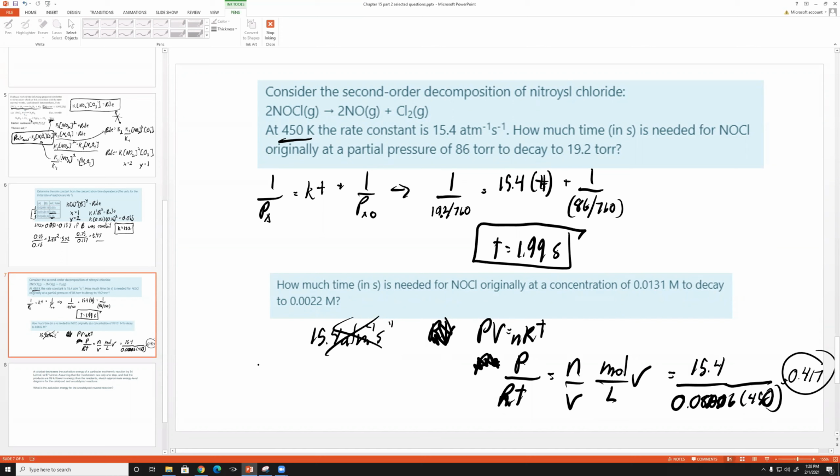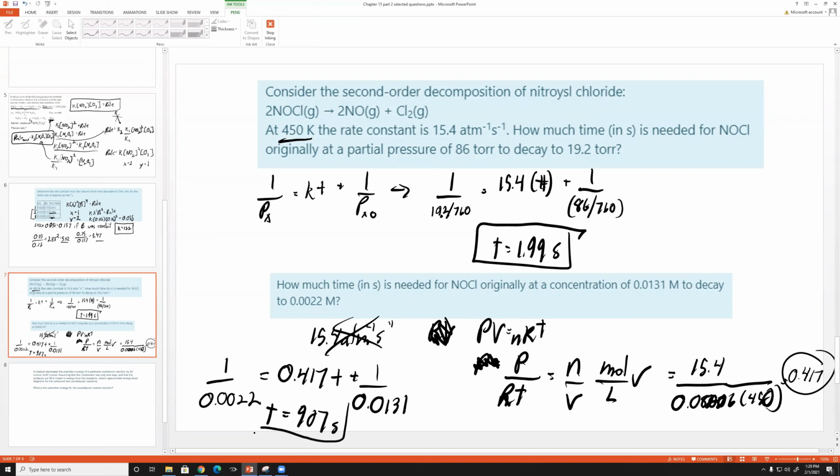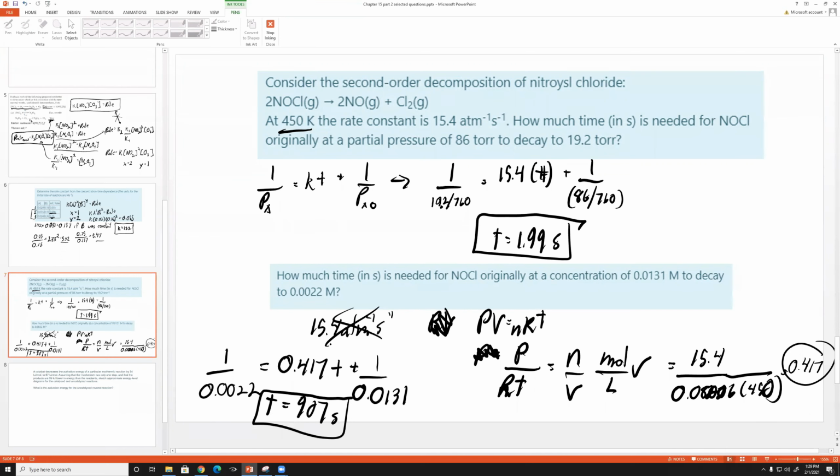So now we can do the same exact thing we did. We could do 1 over the final concentration of A, which it would decay to 0.0022, equals our new rate constant, 0.417 times T, plus 1 over our initial concentration, sorry, 0.0131, and we can solve for T. And T is a large value, 907 seconds. So that takes a while. But that's how you do that. So make sure your units are the same, and this is a pretty tough question. That's why we're going over it.